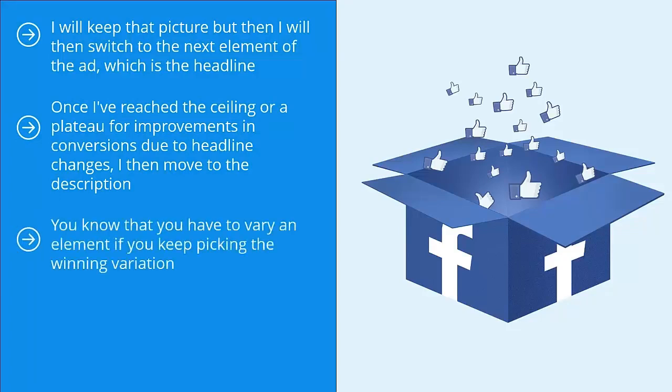You know that you have to vary an element if you keep picking the winning variation. You do this with small tests until the whole ad is optimized. After all elements have been optimized, scale up your ad buy.